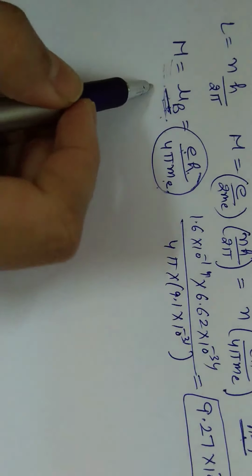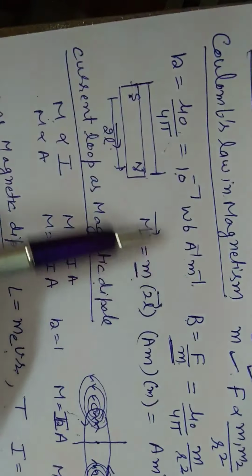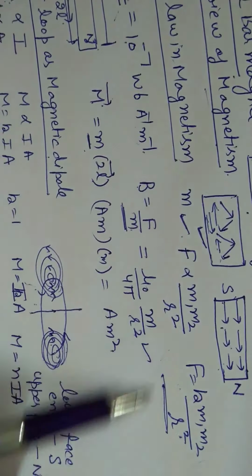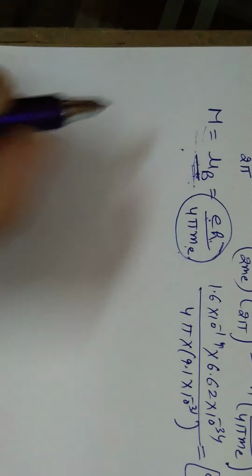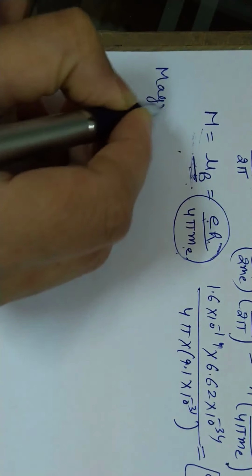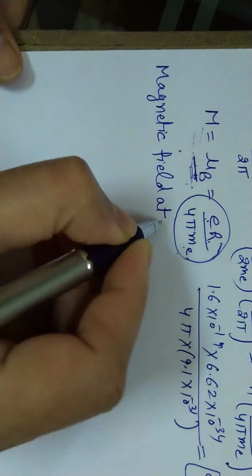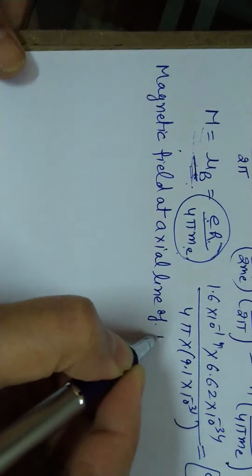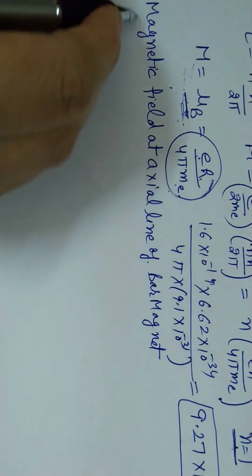Okay, so now by using these concepts, this is Coulomb's law for magnetism, and this is how we get the magnetic field. So we calculate the magnetic field at the axial line of a bar magnet. Axial line of a bar magnet.